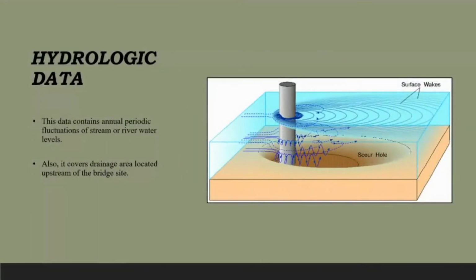Next is hydrologic data. This data contains annual periodic fluctuation of stream or river water levels. Also, it covers the drainage area located upstream of the bridge site.